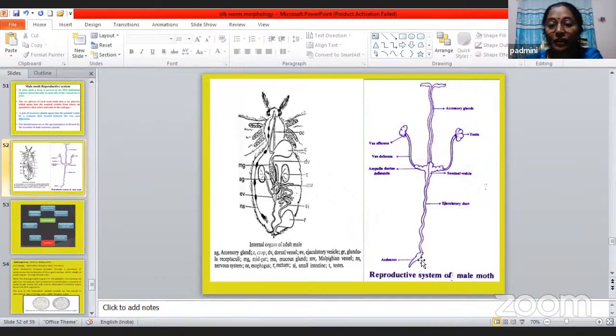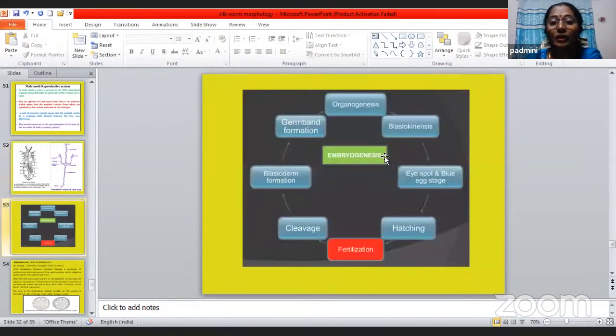So here you can see very clearly. These are the accessory glands. They have those testes, the flower-like structures. The testes open into the vas efferens, and the vas efferens into the vas deferens, and the vas deferens into the seminal vesicle over here. The seminal vesicle is where the semen is lodged, that is the sperms and the semen liquid. This opens into an ejaculatory duct, which opens into the aedeagus, and this is from where the sperms are released into the female. So this is the reproductive organ of the moth.